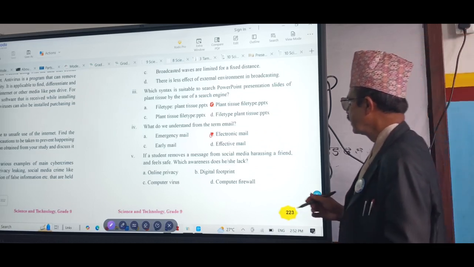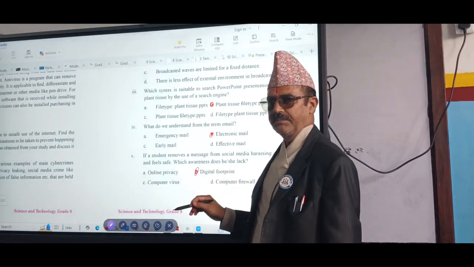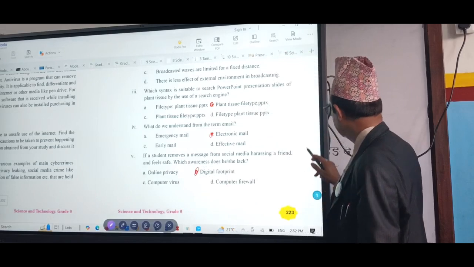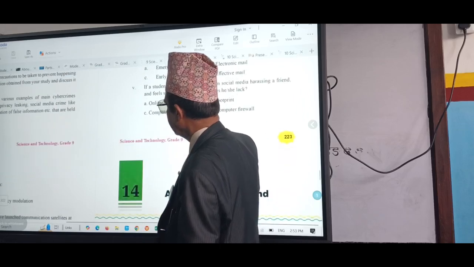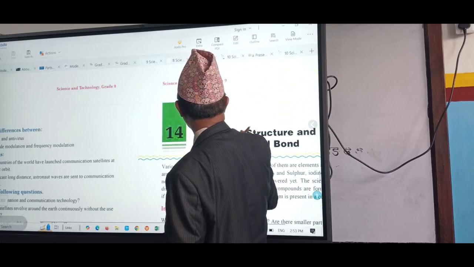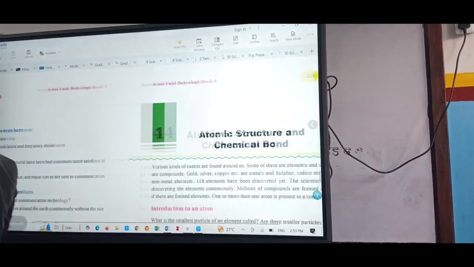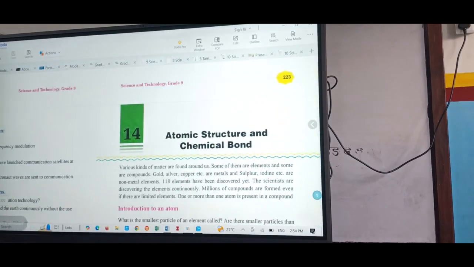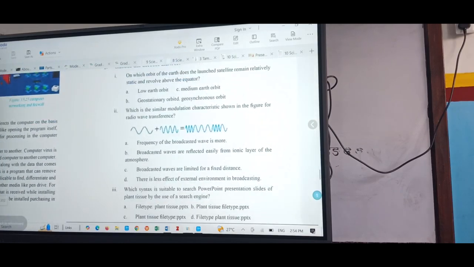What is that? Digital. Okay? Now next one. Why? Today this net is very slow, right? Right? So also that. Which object?